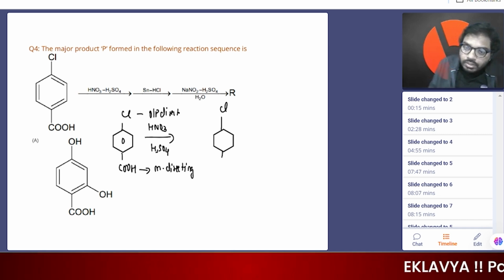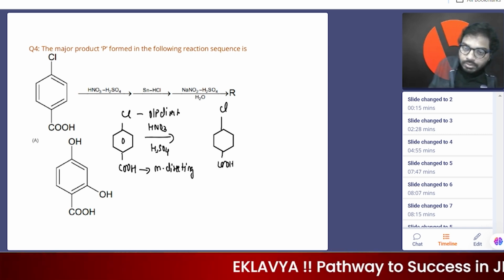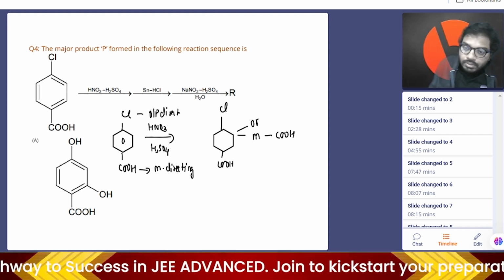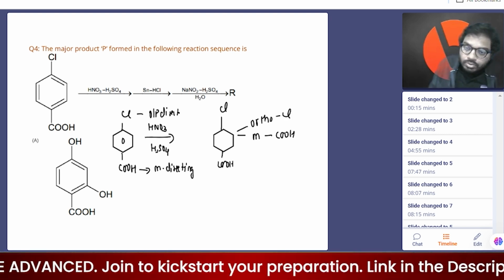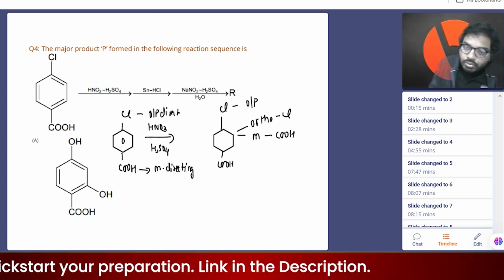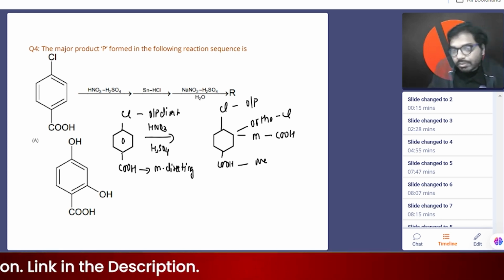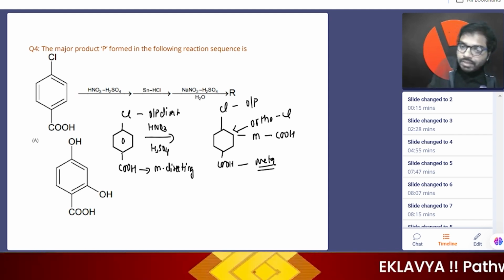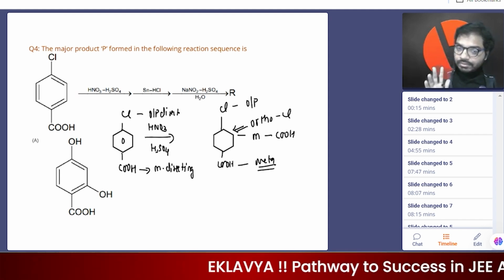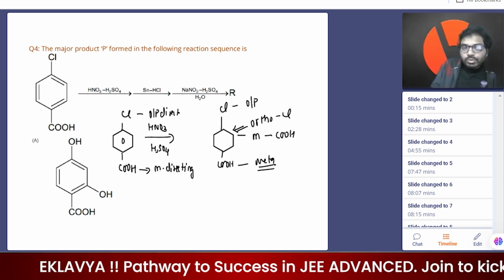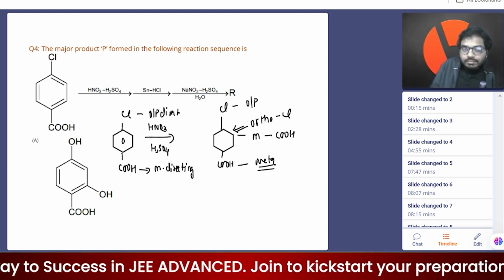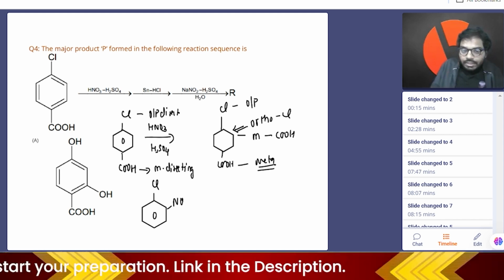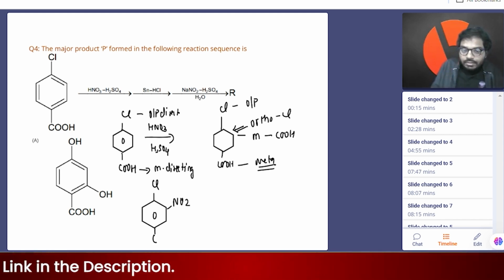Here it is chlorine, okay, and here it is COOH. So this is the meta position for the COOH, while the same is the ortho position for the chlorine. Chlorine is ortho-para directing, okay, and COOH is meta directing. So the incoming group will add at this particular carbon. So the NO2 will add here. So after the HNO3, H2SO4 nitration, NO2 will add here.